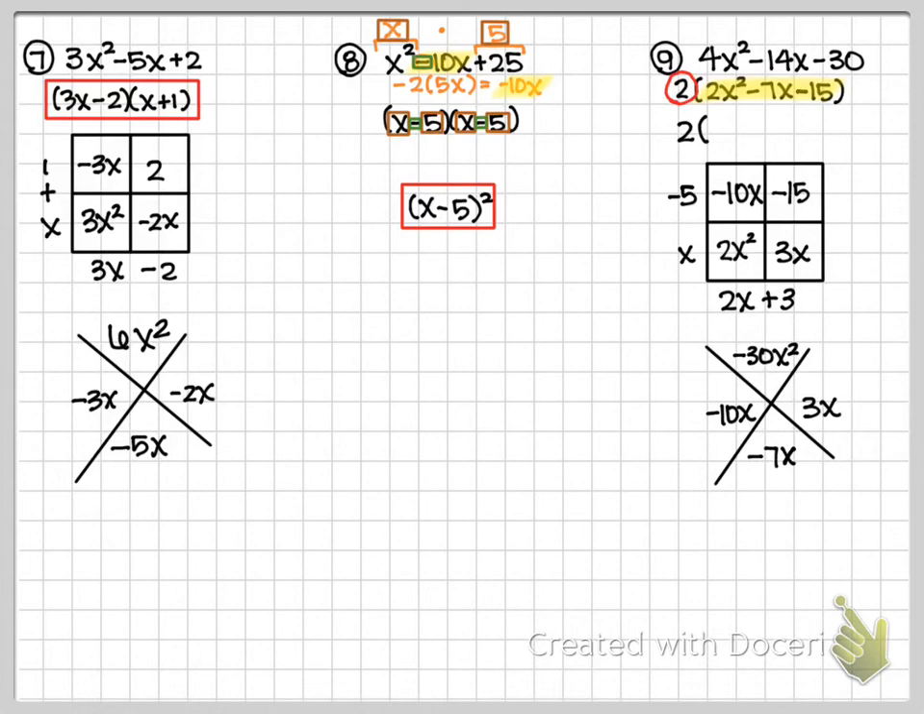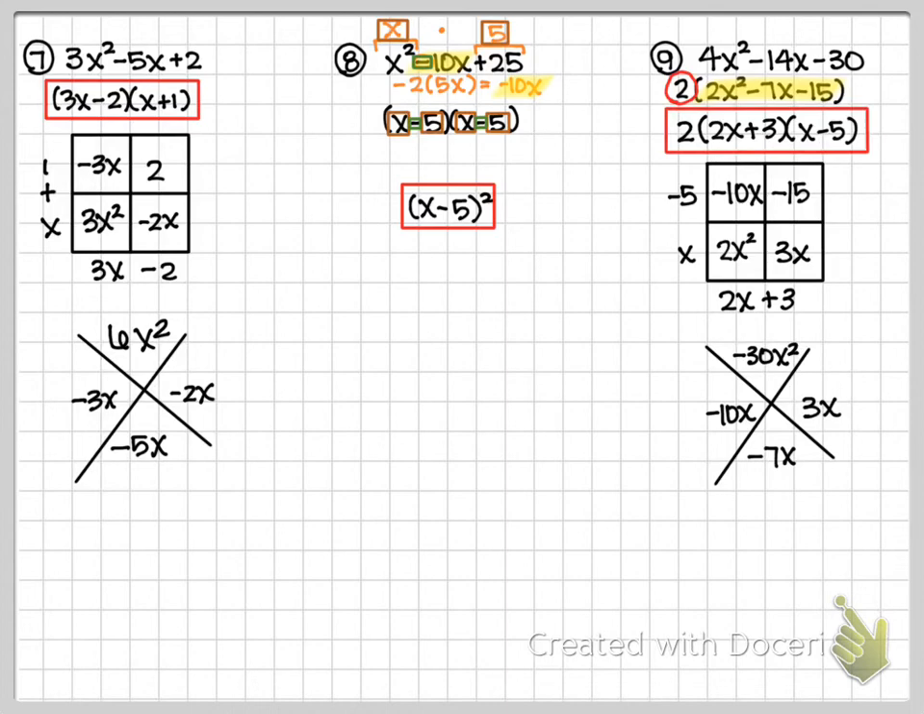Now, base and height. So base of 2x plus 3, height of x minus 5. Inspect the parentheses again. 2x plus 3 cannot be factored anymore. X minus 5 cannot be factored anymore. So the whole thing, including the 2 out in front, is going to be our factorization for question number 9.